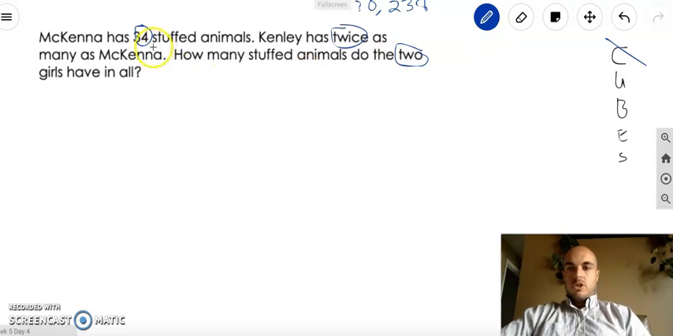Let's underline. So our unit is stuffed animals. Twice as many tells me that I'm multiplying for this one. Let's rewrite that multiplication, because it looks kind of like a squiggly more than it does a multiplication symbol. Perfect. And then we need to find out how many in all. And that tells me that we're adding both of these together. Okay. Let's box what's being asked.